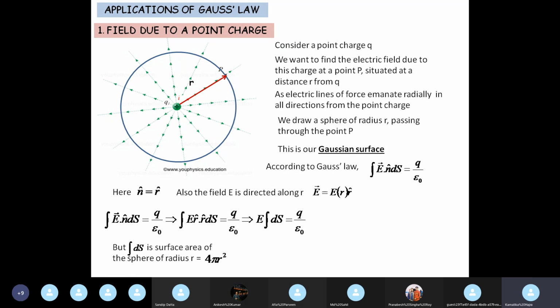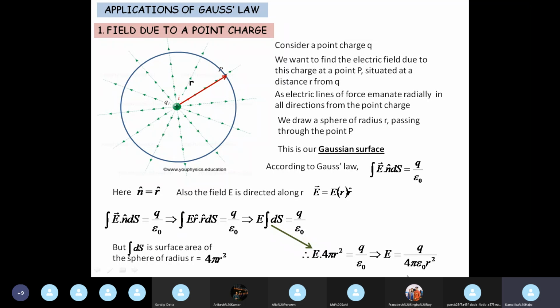But this integration ds is basically the total surface of this sphere that we have drawn. So integration ds is the surface area of the sphere of radius r, which is equal to 4 pi r square. Alright. Surface area of a sphere is 4 pi r square. So we have in this expression E into 4 pi r square equal to q by epsilon naught, so that E is q by 4 pi epsilon naught r square.